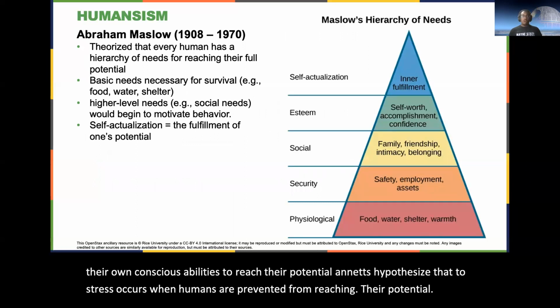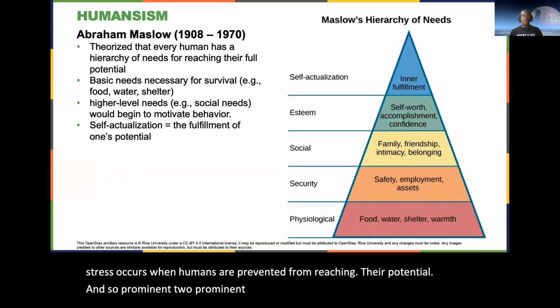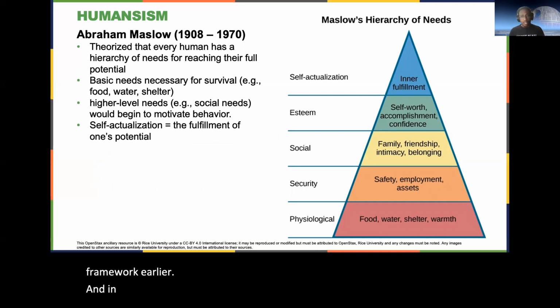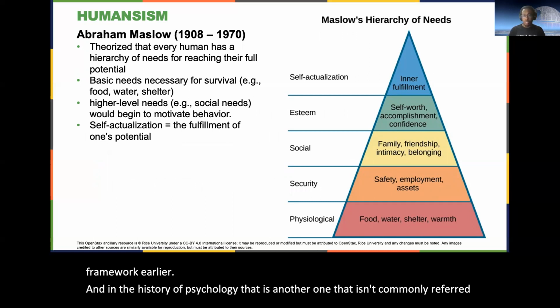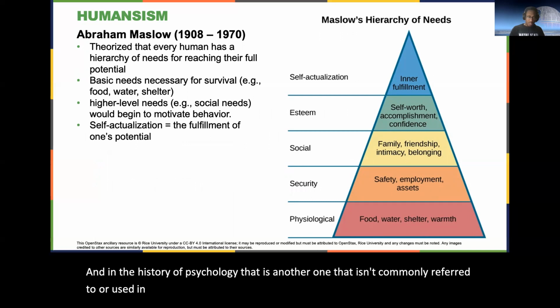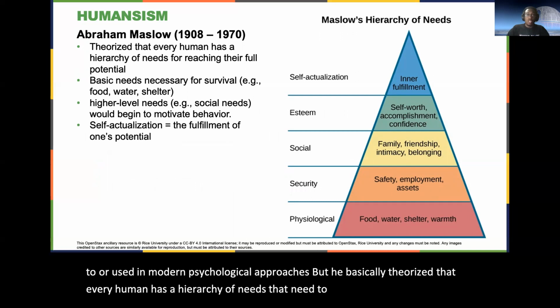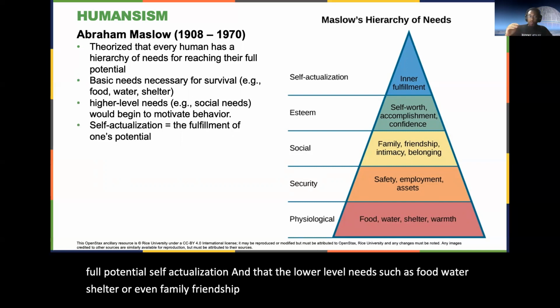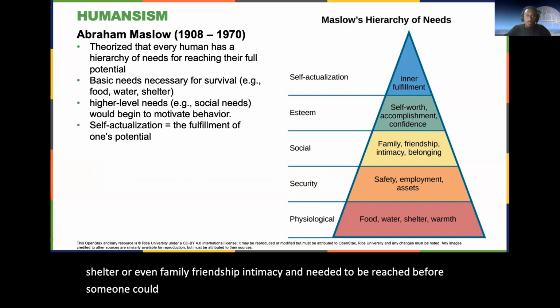Prominent humanists were Abraham Maslow and Carl Rogers. You've likely heard of Maslow's hierarchy of needs, a very popular framework early on in the history of psychology. That is another one that isn't commonly referred to or used in modern psychological approaches. But he basically theorized that every human has a hierarchy of needs that need to be met in order to reach one's full potential, self-actualization, and that the lower level needs, such as food, water, shelter, or even family, friendship, intimacy, needed to be reached before someone could fully achieve their full potential.